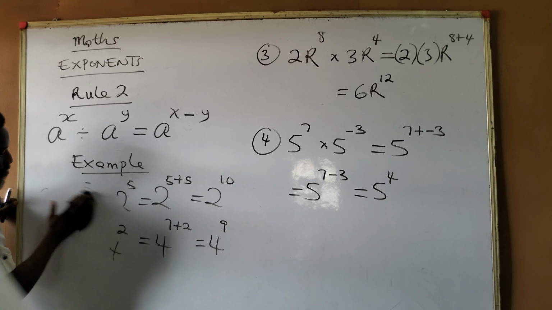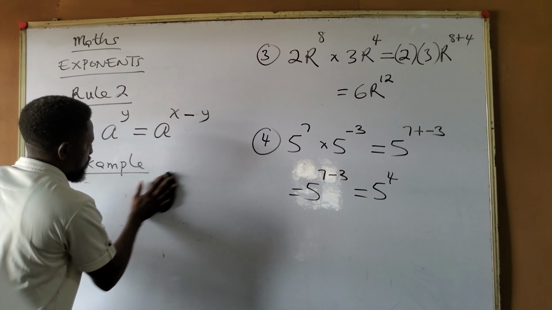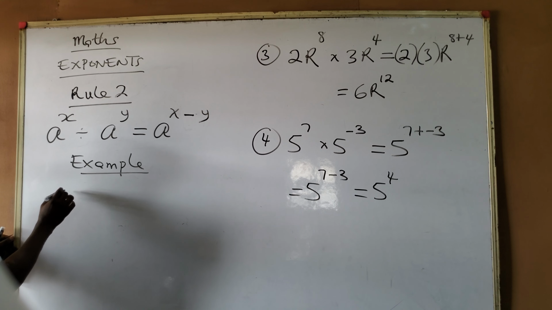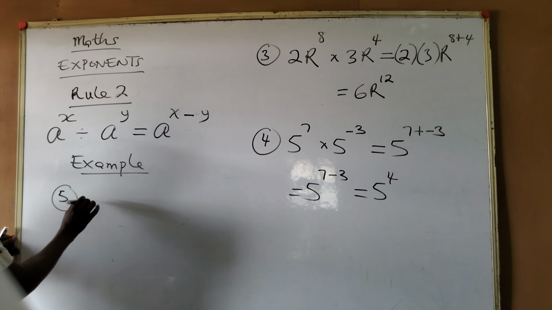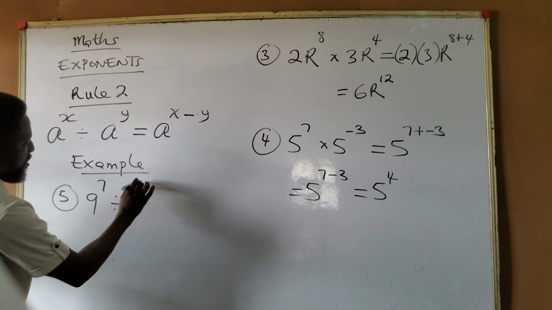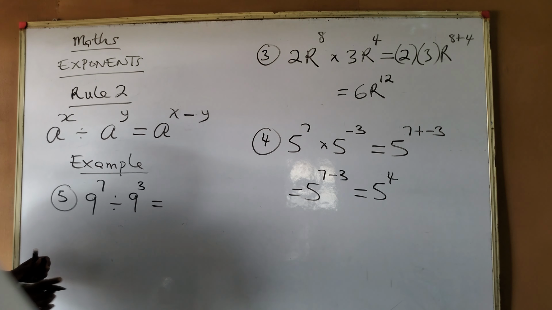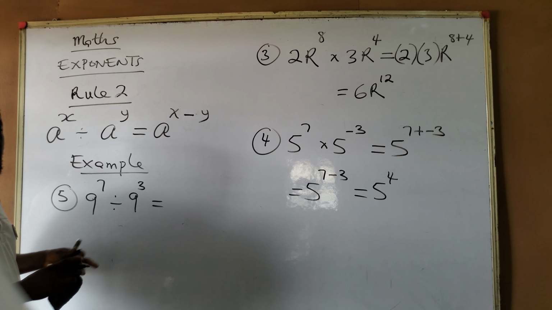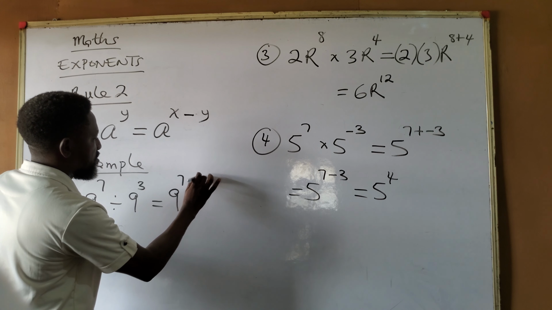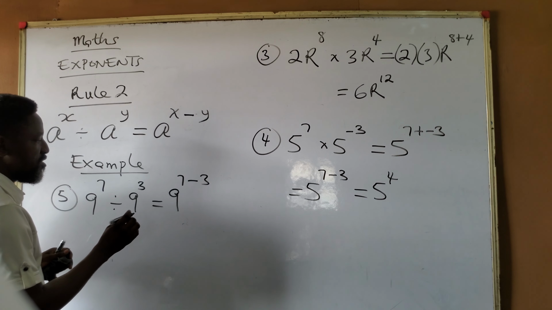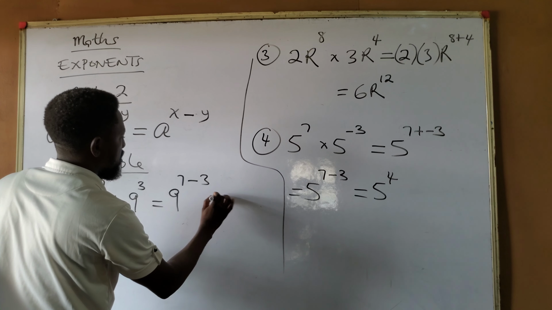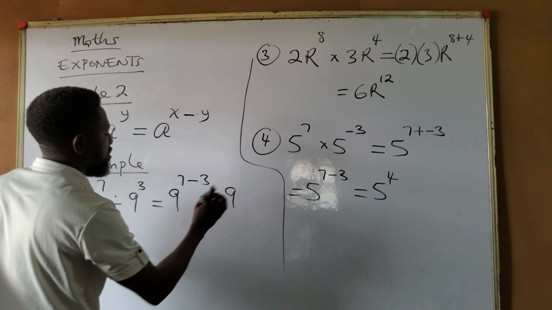Say for example, if you have 9 raised to the power 7 divided by 9 raised to the power 3, the base is 9, so I take one of the base 9, and I subtract the powers. I have 7 minus 3, then the final answer will be 9 to the power 4.